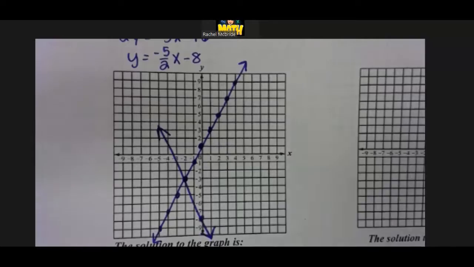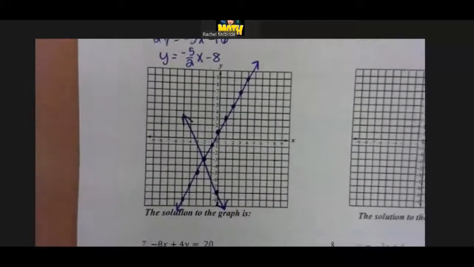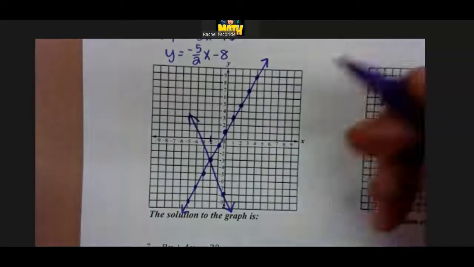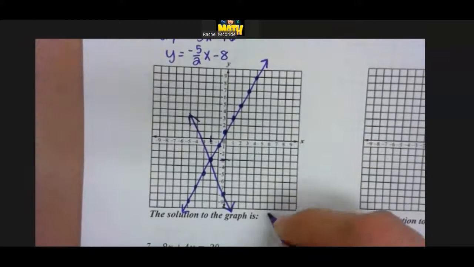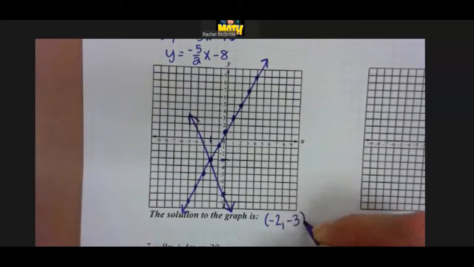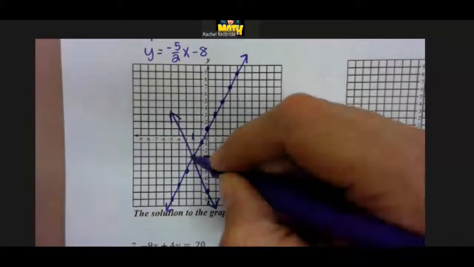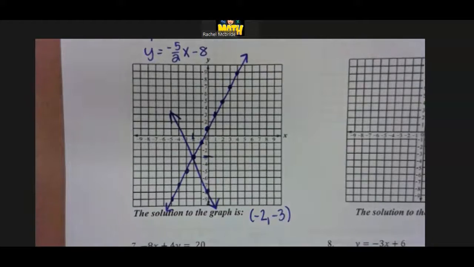So the solution to this equation is the point where they intersect, which is right here at negative 2, negative 3. And the order you write them matters because it's x comma y. It's an ordered pair. We're saying x is negative 2 and y is negative 3.